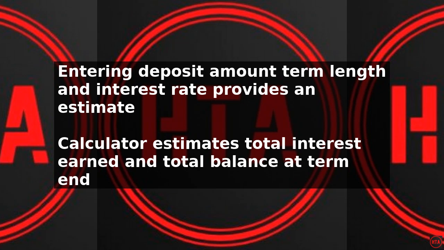When using the TD Bank CD calculator, it is essential to consider the interest compounding frequency, which can affect the total interest earned. Compounding interest means that the interest earned is added to the principal amount, so that the interest earned in subsequent periods is calculated based on the new principal balance.